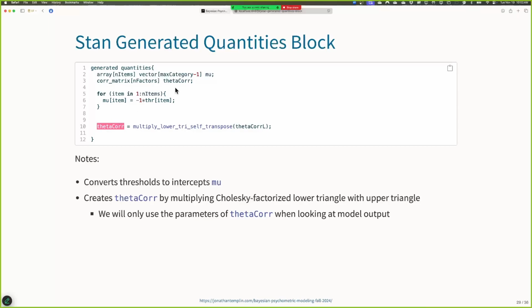We also still, from before, remember Stan uses the threshold parameterization and we convert that to an intercept parameterization. Okay?